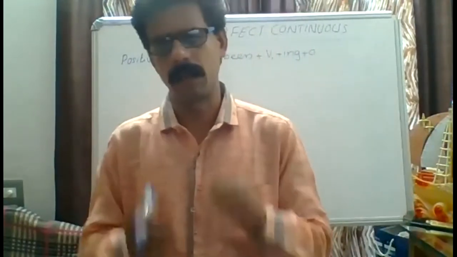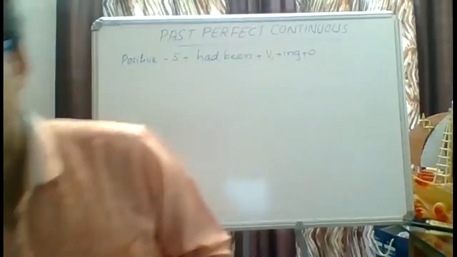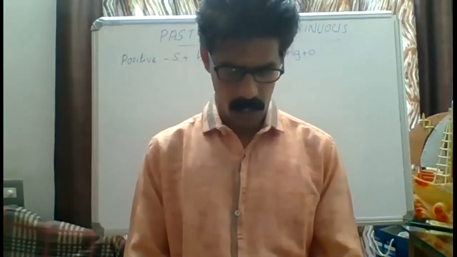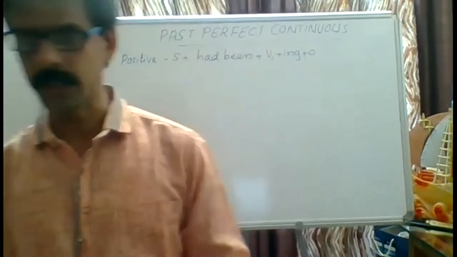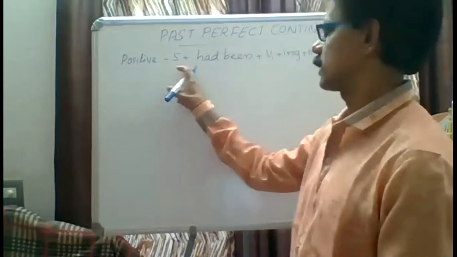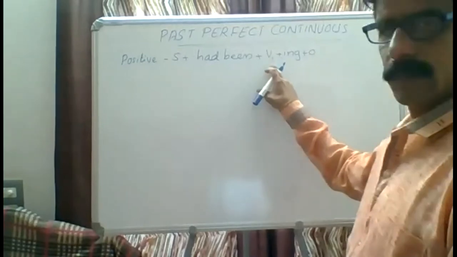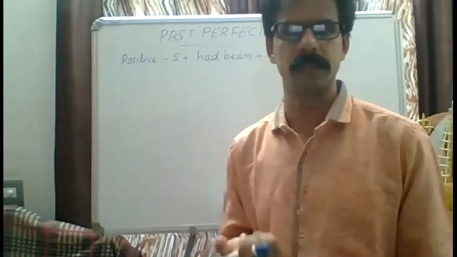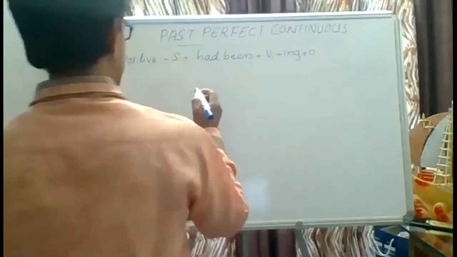Many examples, innumerable examples, we can create of our own. So, my dear friends, you have to remember the main use of past perfect continuous. The structure we already know: subject, after the subject had been, then V1 plus ing form, that is the present participle, and object. I already told you examples.